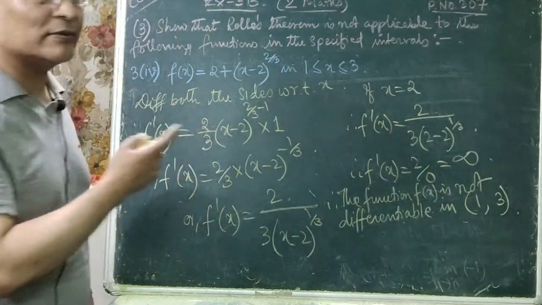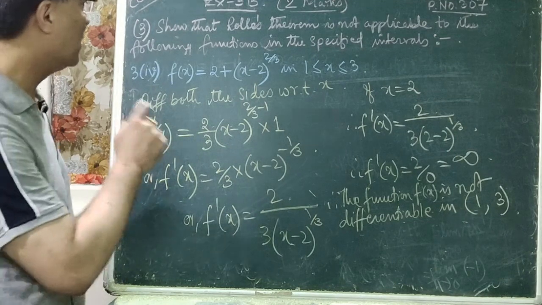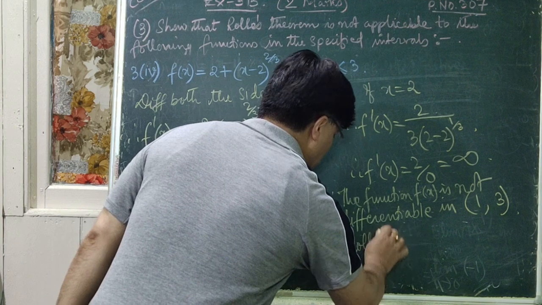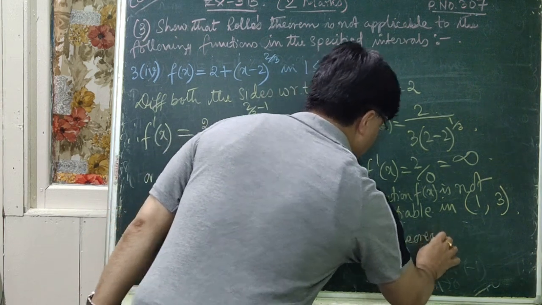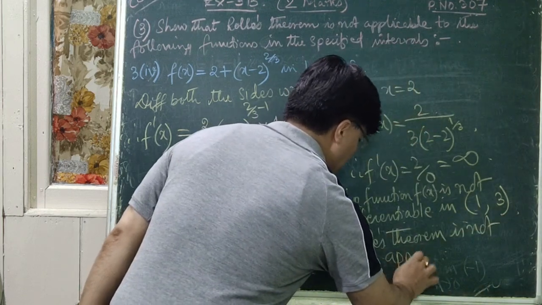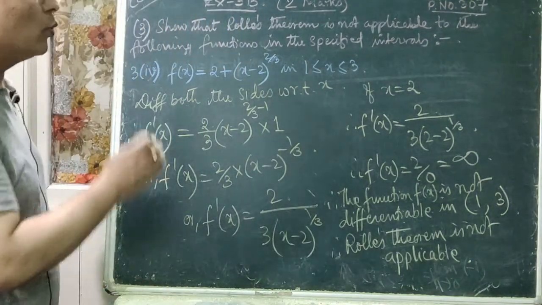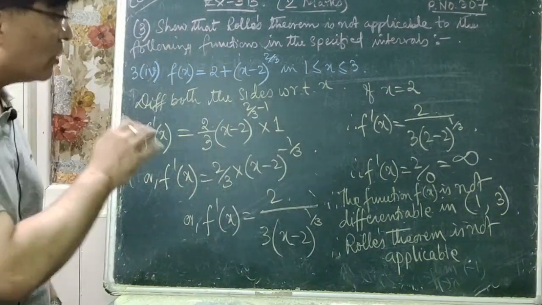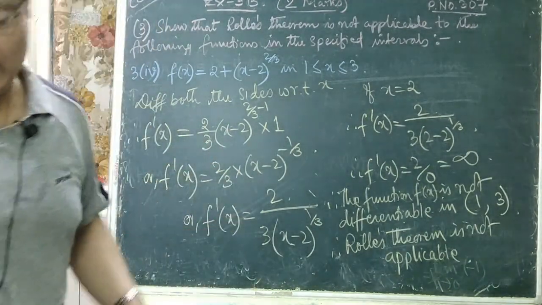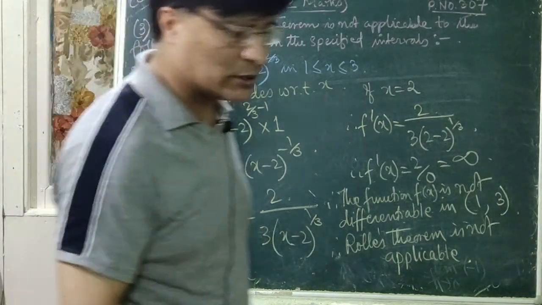So now what can we say about the function? Rolle's theorem is not applicable to the given function. So therefore Rolle's theorem is not applicable. So hence Rolle's theorem is not applicable because one of the conditions of Rolle's theorem is not satisfied in this case. So is that clear to all of you? So we can copy it. We'll do the next question now.